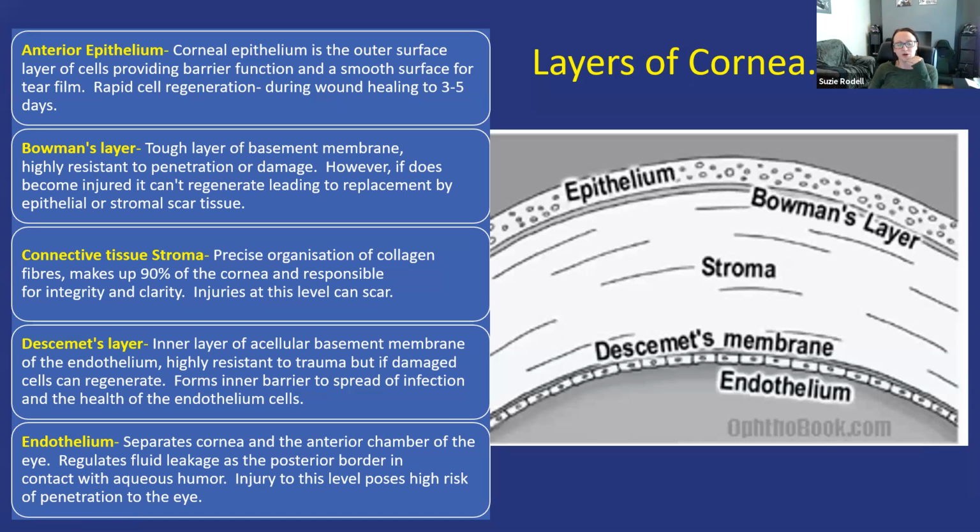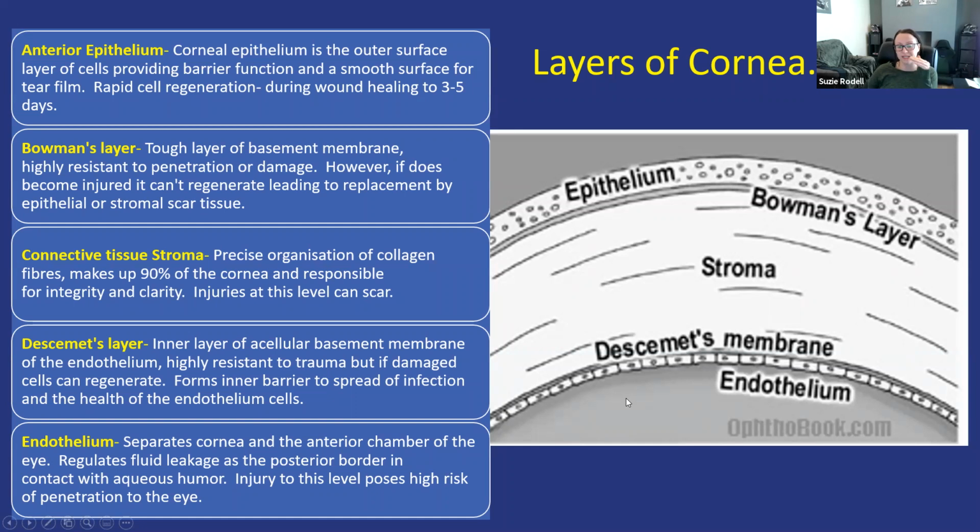It forms the inner barrier to spread of infection and the health of the endothelium cells, the very inner layer. So the very base layer inside the eye, then, which is pretty much just between the cornea and the anterior chamber, is the endothelium. This separates the anterior chamber from the rest of the eye, and it regulates the fluid leakage with aqueous humor. So it just lets a little bit of fluid through, enough to keep the eye nice and moist, but at the same time, injuries at this level cause high risk to penetration of the eye, and prognosis is not good with any injuries here.